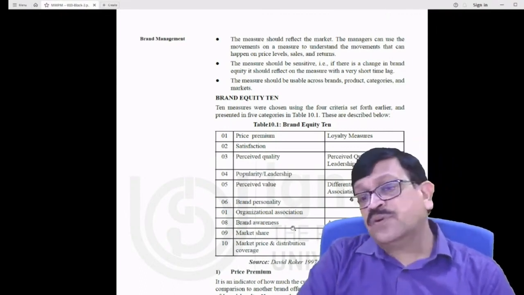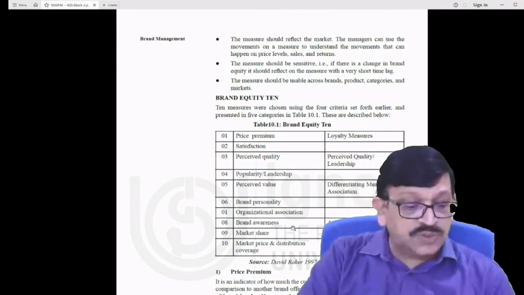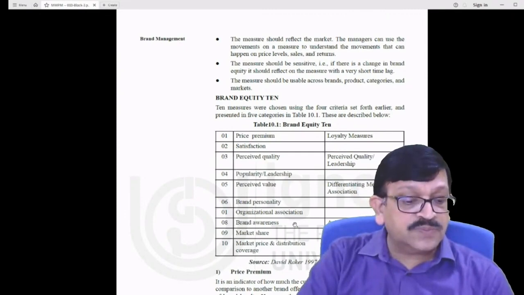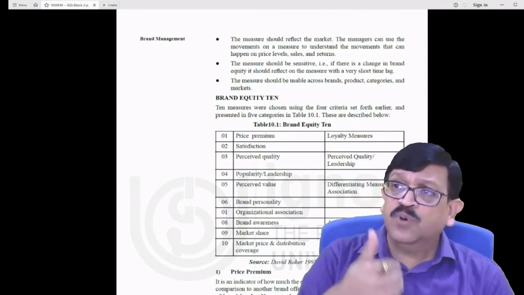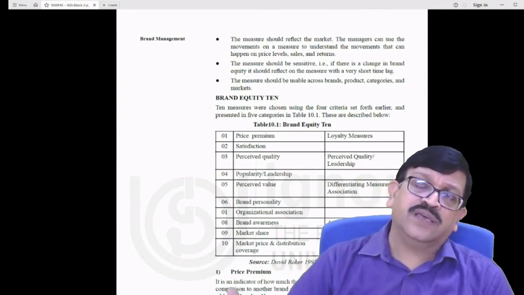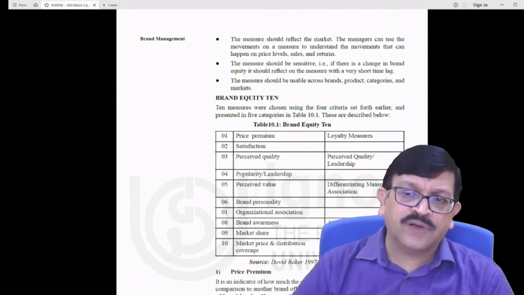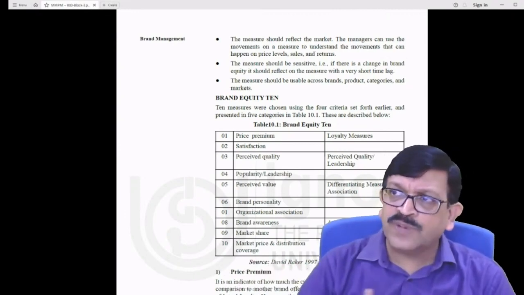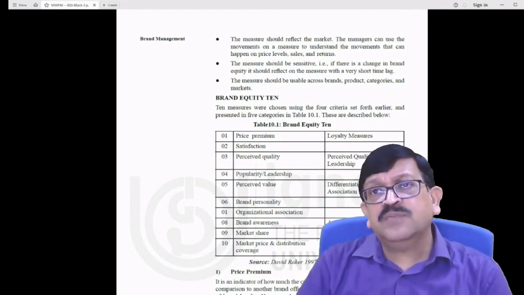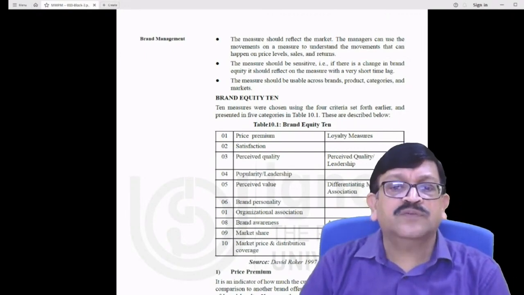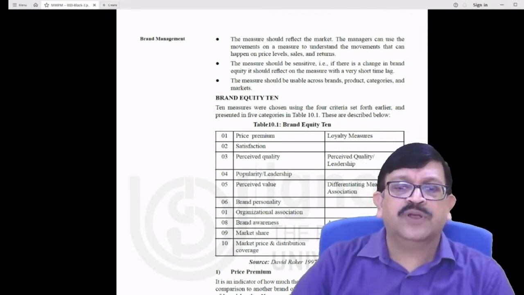Brand awareness, I've already talked about it, what kind of awareness you need to have. Awareness means you would definitely look into the salience, the recognition, the recall, the brand salience aspects, which becomes very critical. But this is the building block. Until you have awareness, this is of no use. We'll talk about it in some time.